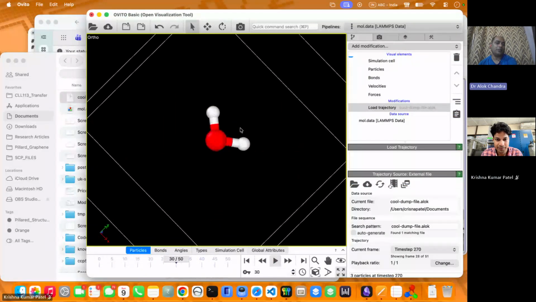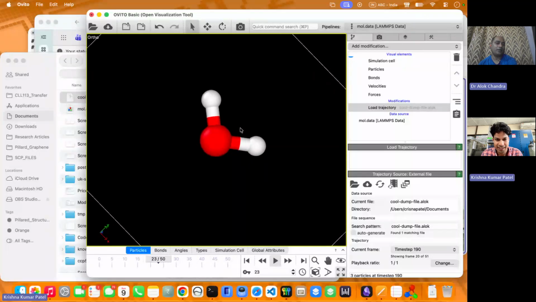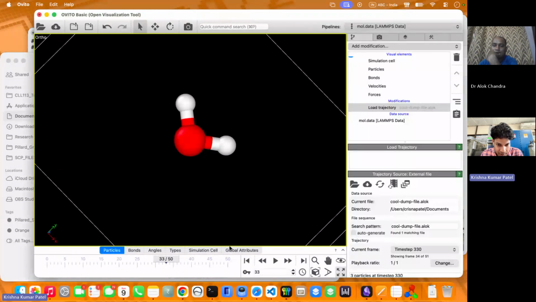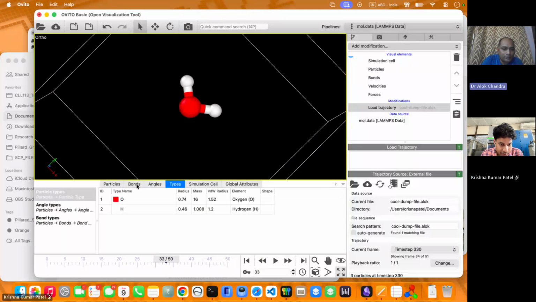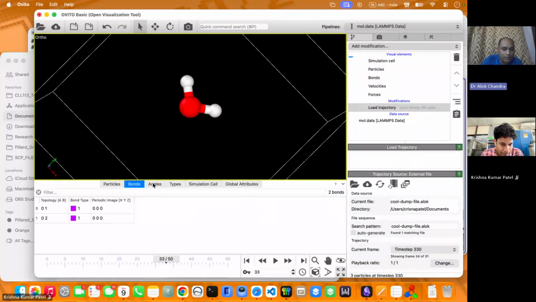I think the angle is also vibrating, and the length is also changed. Both will happen, because both equations are being solved. If you want to see that, look at these columns. These columns are being calculated by OVITO.